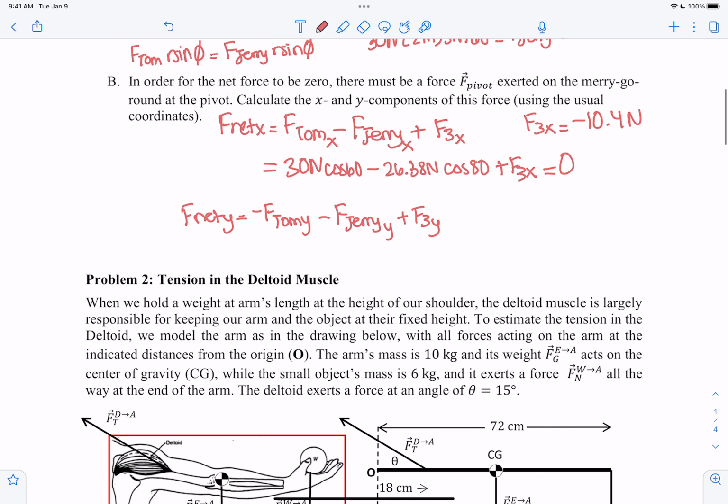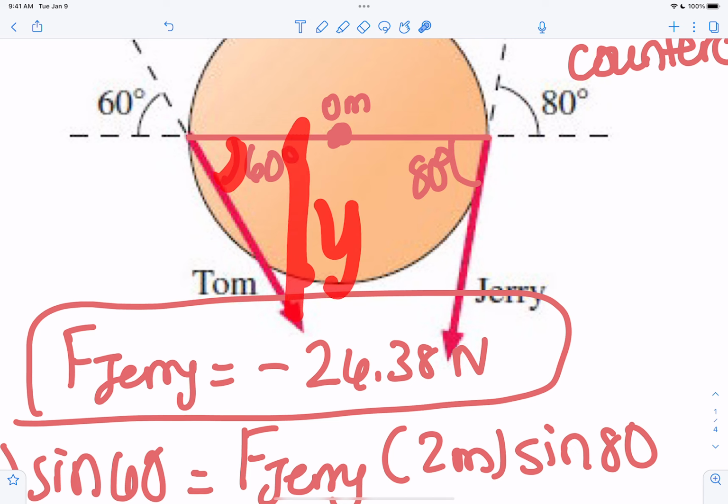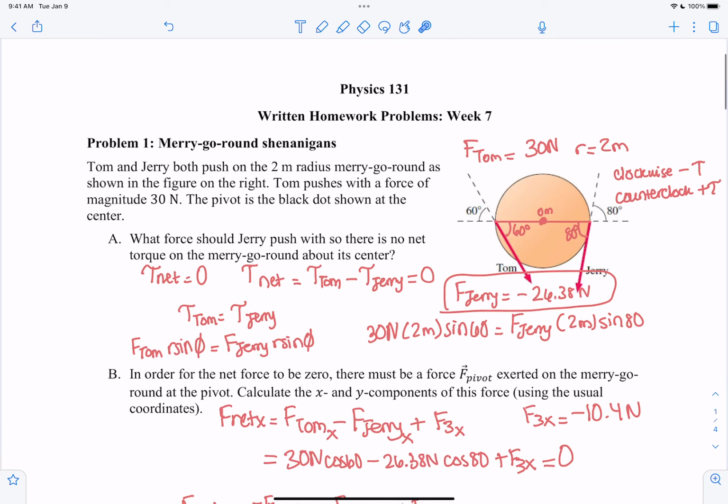And so we have here negative F Tom, that's negative 30 newtons. And this should be sine 60 now. It should be minus 26.38 newtons, sine 80, and this is plus F3Y, and that's equal to 0, right? Because if you go back and look at the angle, here's our angle, here's the Y direction, that's opposite to the angle, opposite over hypotenuse, that's sine, right?